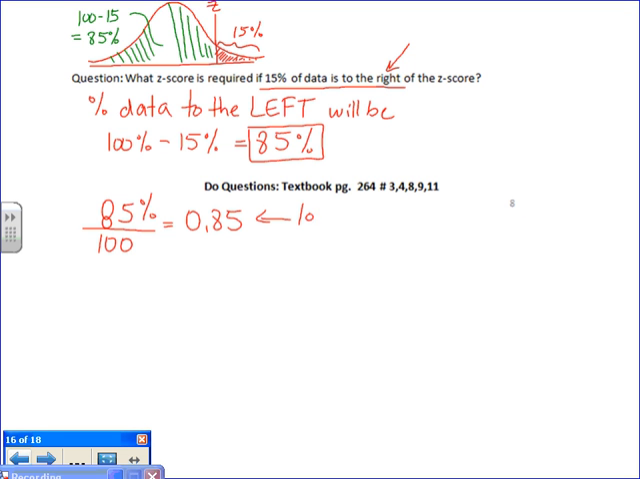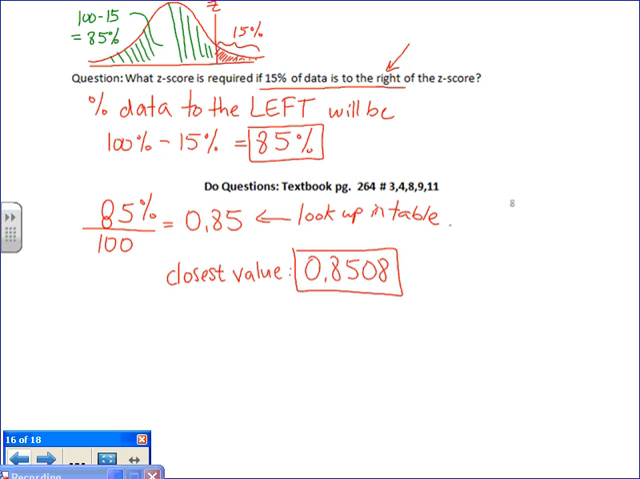Then we're going to look this up in the center of our table, and we're looking for the closest value. Again, if we find a value that's close, we'll use it. If we can't find a close value, we can find two values, then we'll have to take the average. But in this case, we see there is a value on our table. It's 0.8508. You'll see that on the positive z-score page. That's pretty close to 0.85, or 0.8500. Really, really close. So we'll use this one.